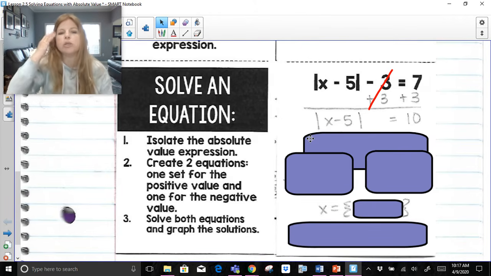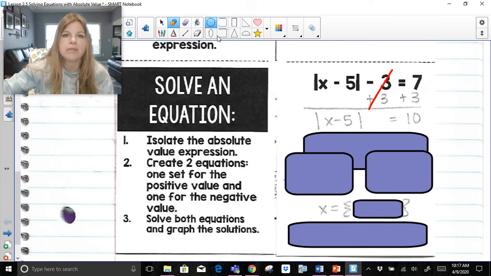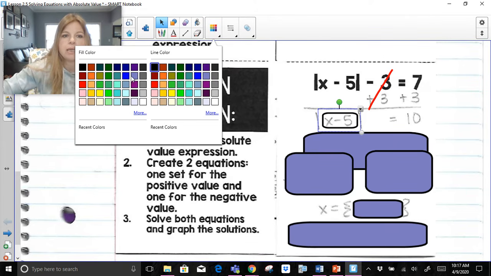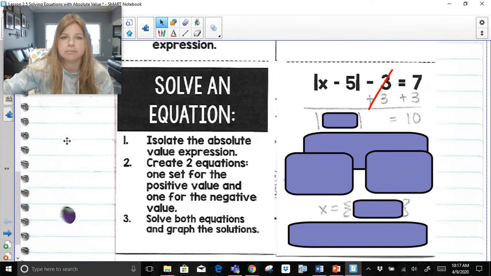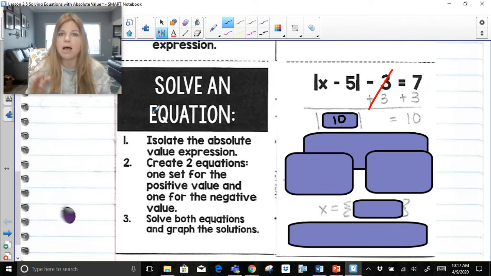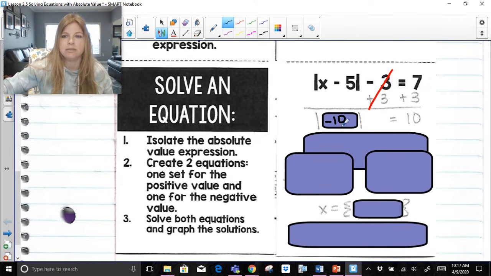So here's the deal. I want you to imagine for a moment that this x minus 5 doesn't exist. I'm going to actually cover it up, and we're going to pretend like we don't even know what's there. Got it? The absolute value of what is 10? 10, right? The absolute value of 10 is 10. What else is the absolute value of also 10? Absolute value of negative 10 is also 10. Do you agree? That gives you a true statement.